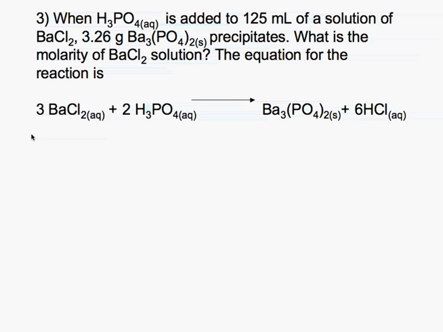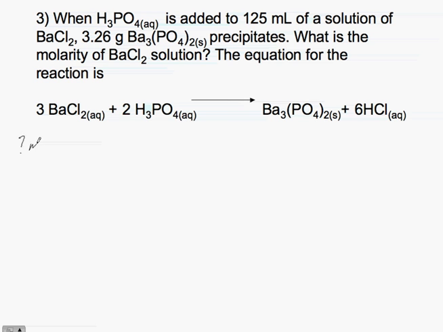The equation for the reaction is, as we see below, 3 moles of barium chloride plus 2 moles of phosphoric acid goes to barium phosphate plus 6 moles of HCl. So the first thing we need to do is convert our grams of barium phosphate into moles of barium phosphate. So we ask ourselves the question, how many moles of barium phosphate is equal to 3.26 grams?